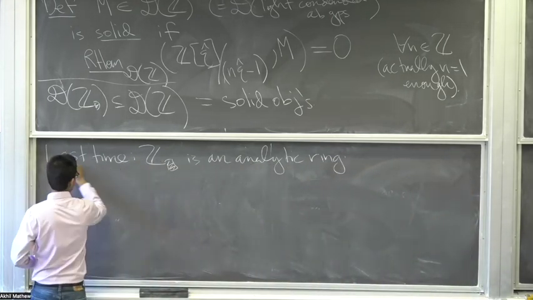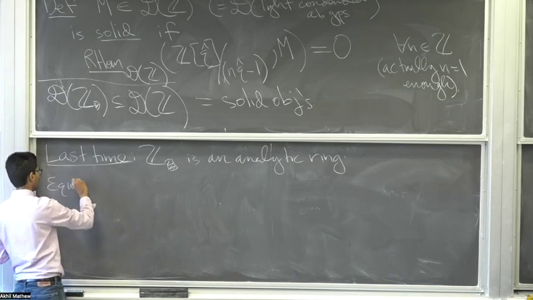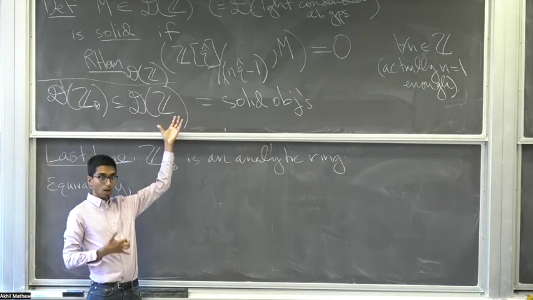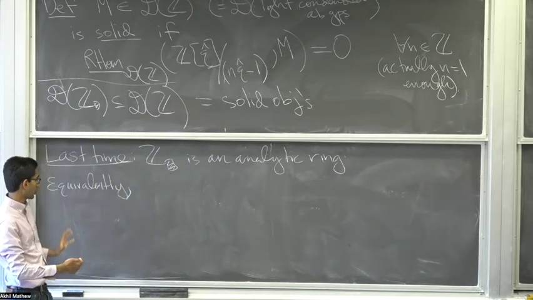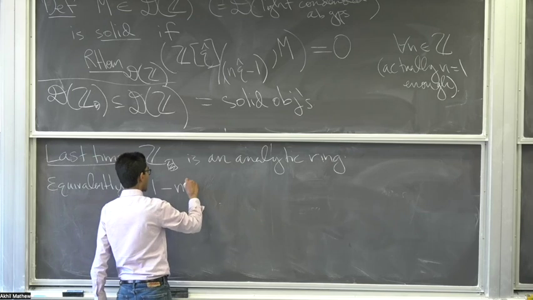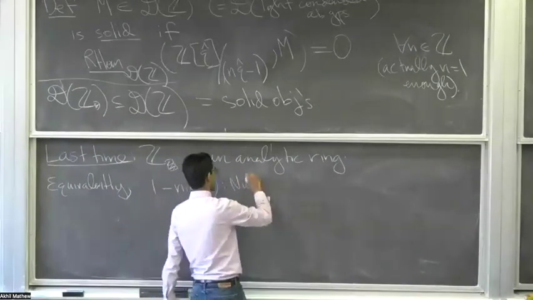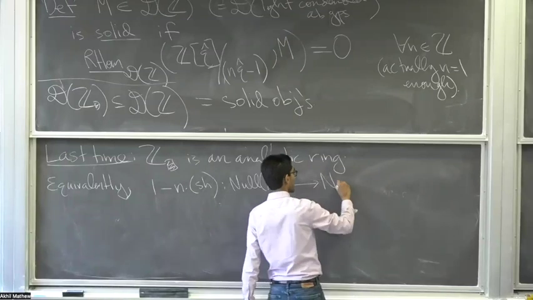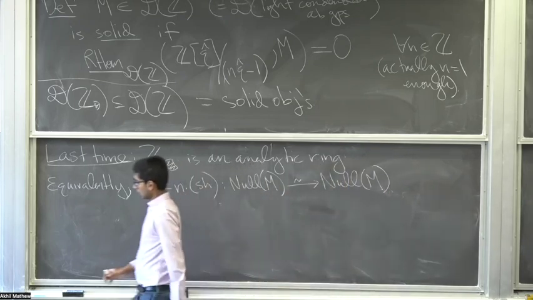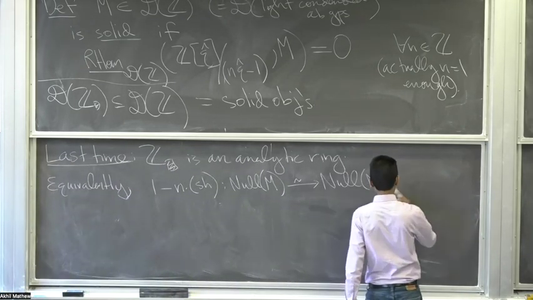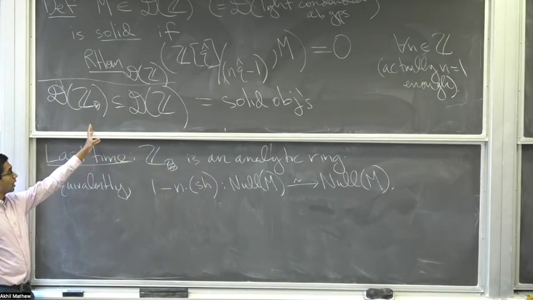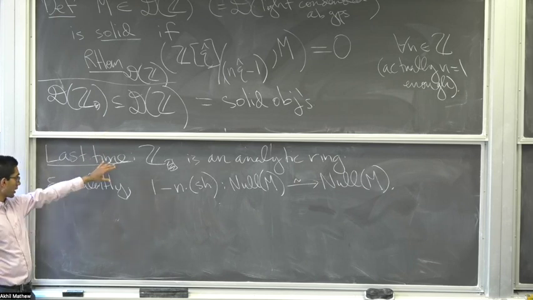So maybe I should just write. So also equivalently, if you just take the internal RHom from Z[[T]] into M, you get the space of null sequences in M. And so equivalently, the statement is that 1 minus n times the shift operator, as a map from null sequences in M to null sequences in M, is an equivalence. So this was the definition of solidity.